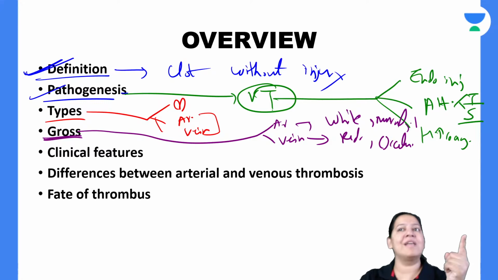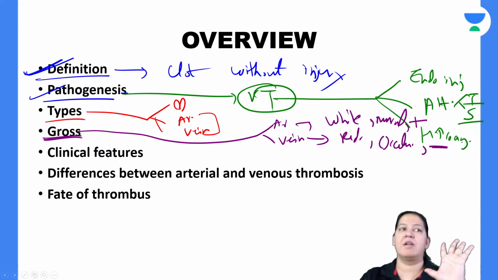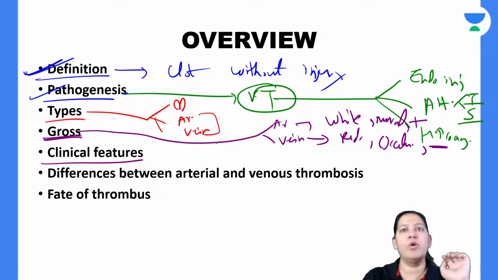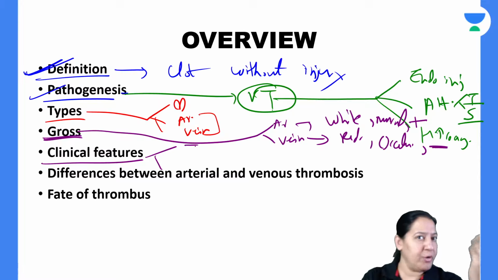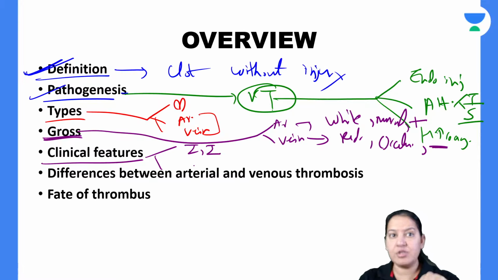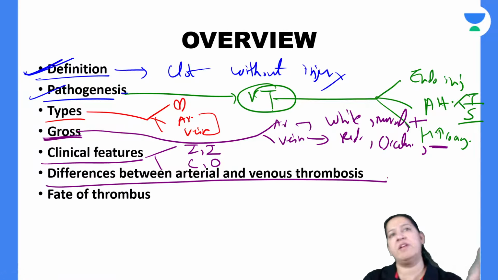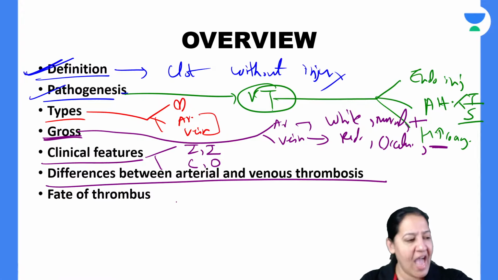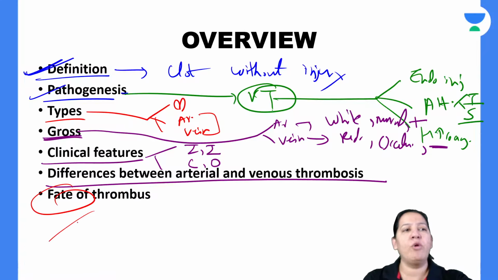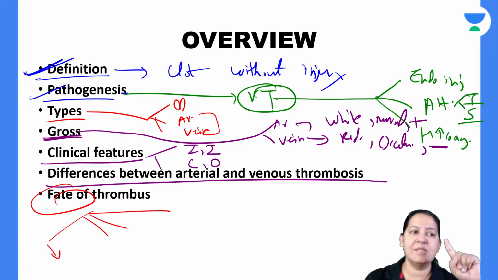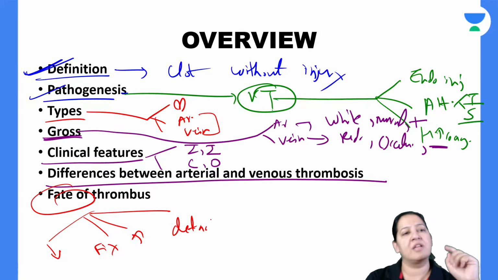In arterial thrombus the lines of Zahn are present, and in venous the lines of Zahn are absent. Clinical features I already told you. If it is arterial thrombus, it can lead to ischemia and infarction. If it is venous thrombus, it can lead to congestion and edema. We have seen the various differences between arterial and venous thrombosis, and we have seen the four fates of the thrombus. Either it decreases in size, fixes in size, increases in size, or detaches. These are the four fates.